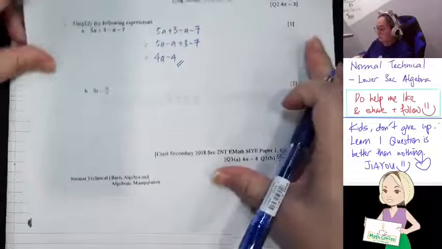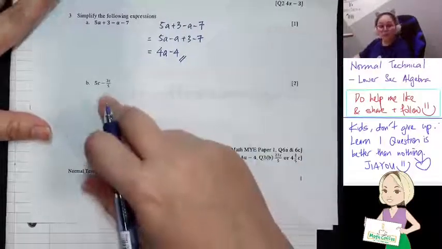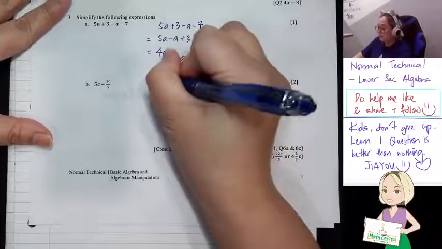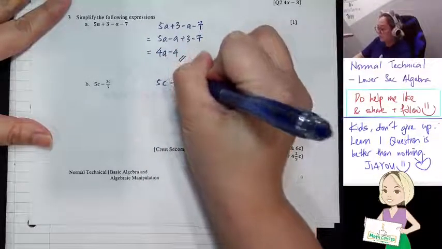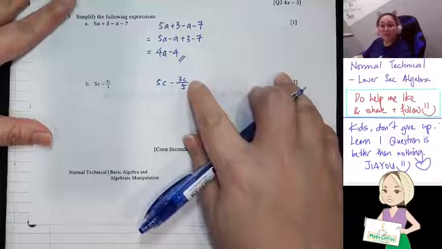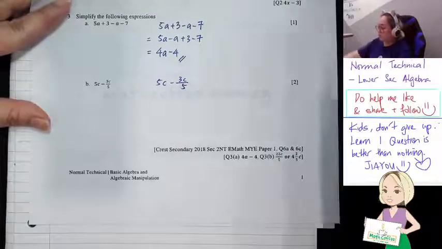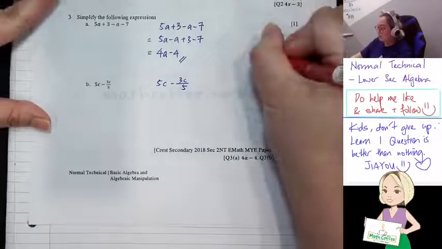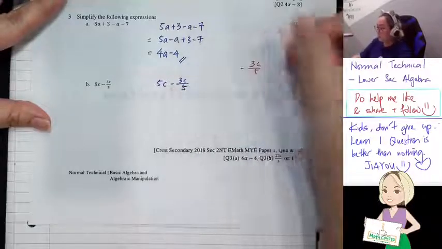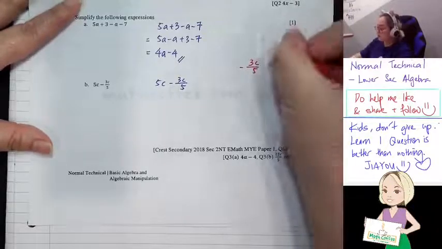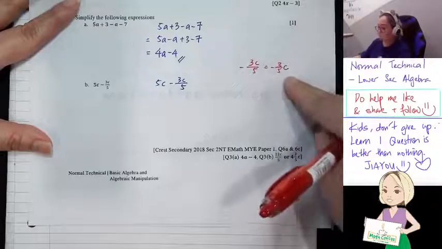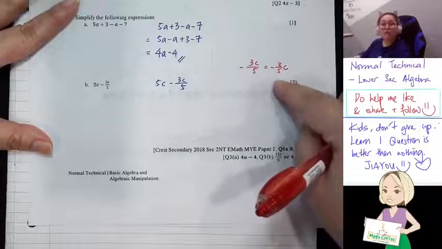Okay. Next. This one a little bit tough, but it's doable. See, 5c minus 3c over 5. So now you can see that the c is at the numerator of the fraction. So you all need to know that, I'm going to write at the side here, 3c over 5, with a minus. When the c is at the numerator, you can rewrite it as minus 3 over 5 c. So it's like minus 3/5 c.